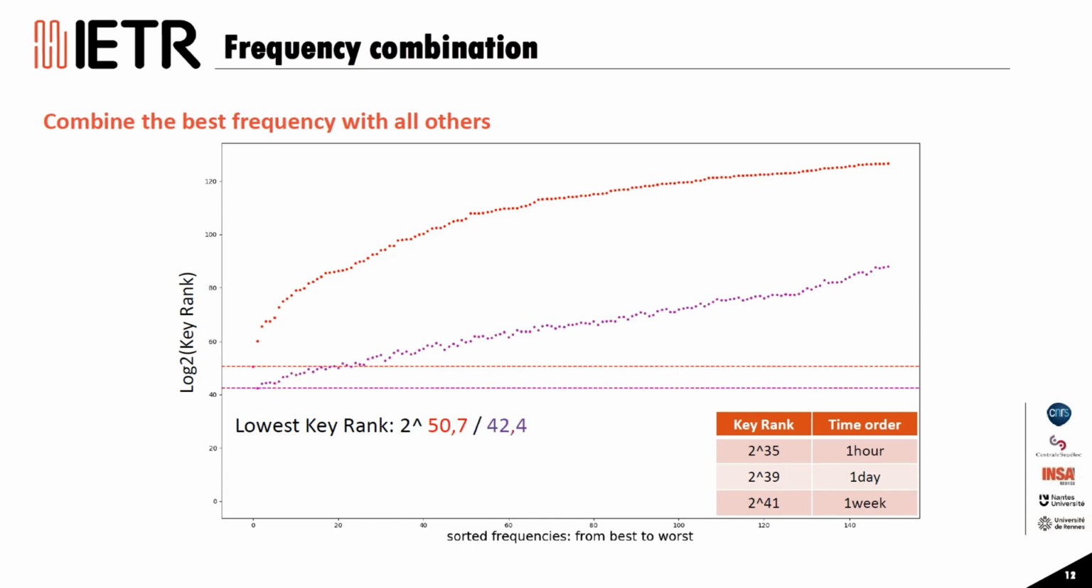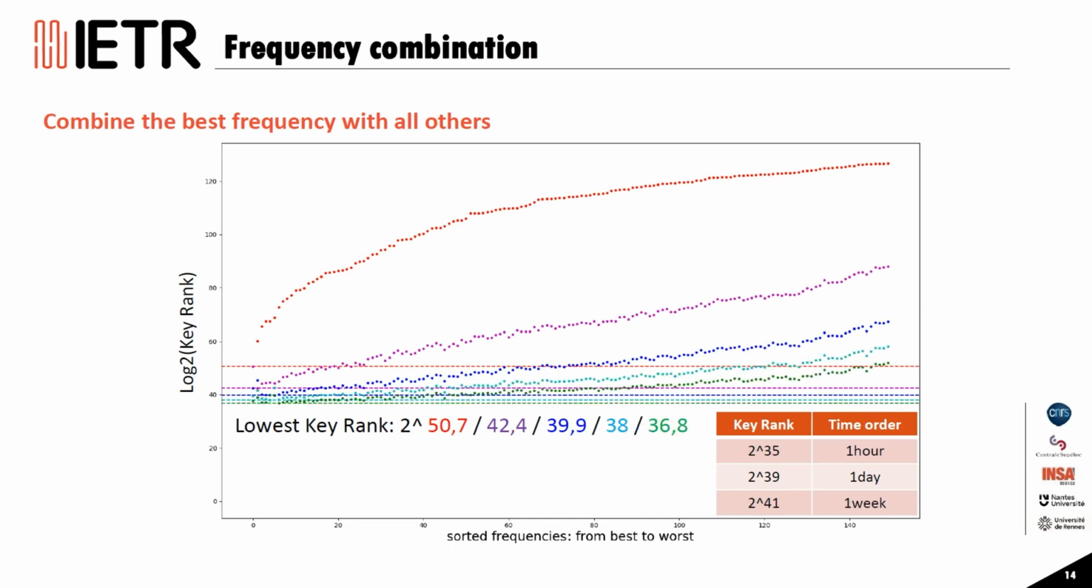So the first one corresponds to the combination of the best frequency with itself. So of course we don't prove anything. But here, when you combine it with the second best one, we reduce the key rank. It is still high, but we reduce it. Then we take the best combination and combine it with the initial trace, and we reduce again. And we did this until 5 combinations.